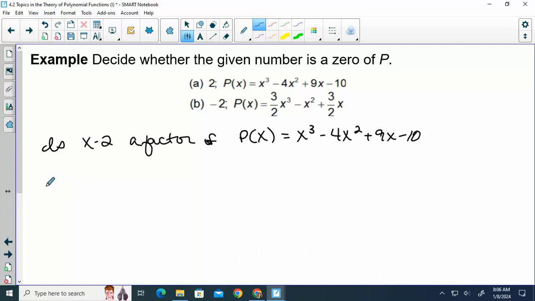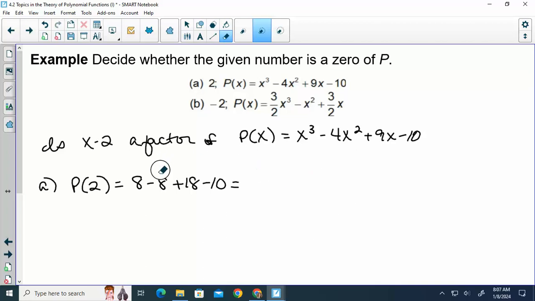So we could find p of 2. That would give me 8 minus 8 plus 18 minus 10, which is 8. So is it a 0? No. Did I do my math right? No, hold on. I have a mistake, don't I? This should be a 16. 2 squared is 4 times 4 is 16. So it would be negative 8 plus 8, which is 0. So is it a 0?